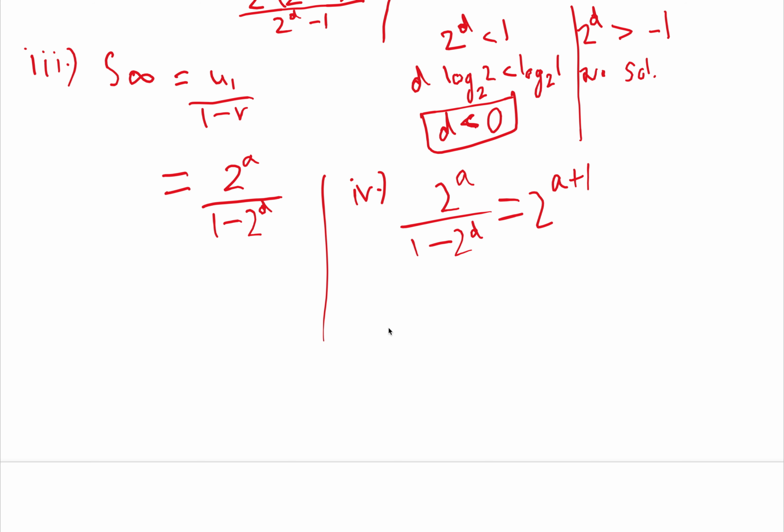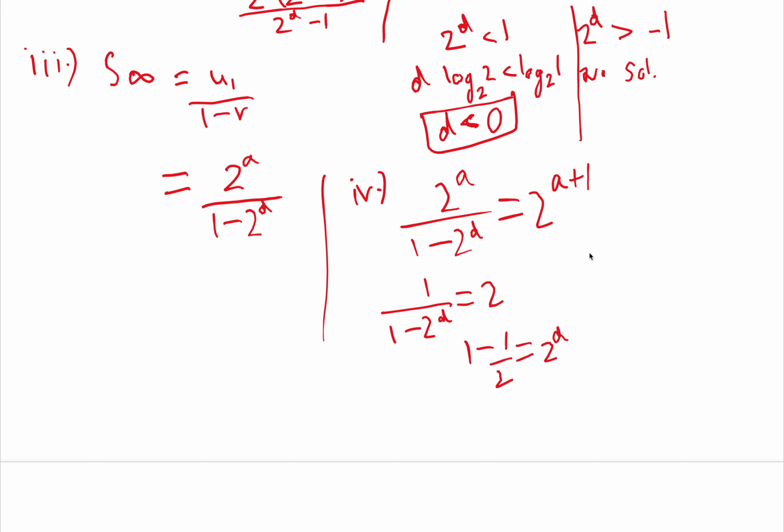Now from here we can solve, so 1 upon 1 minus 2 to the power of d will be equal to 2, because if we bring this down, this will be 2 to the power of a plus 1 upon 2 to the power of a. Then using the laws of exponents, this will be 2 to the power of a plus 1 minus a, so it will be left with 2. And then we can write this as 1 minus 1 upon 2 is equal to 2 raised to the power of d. I just skipped the steps, hopefully you understood this.